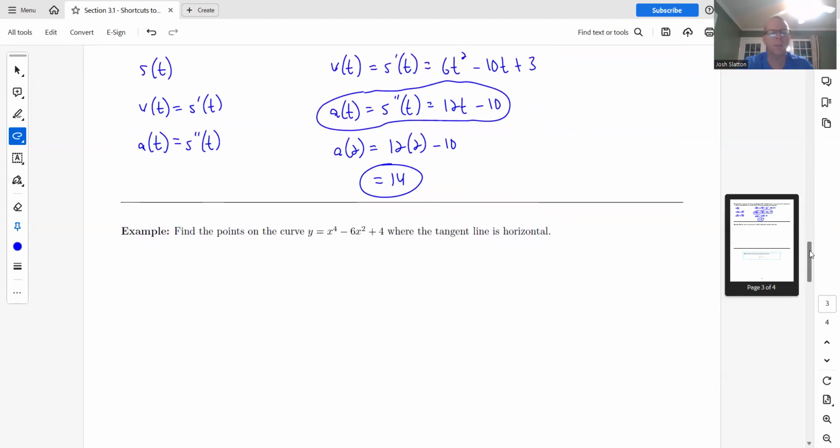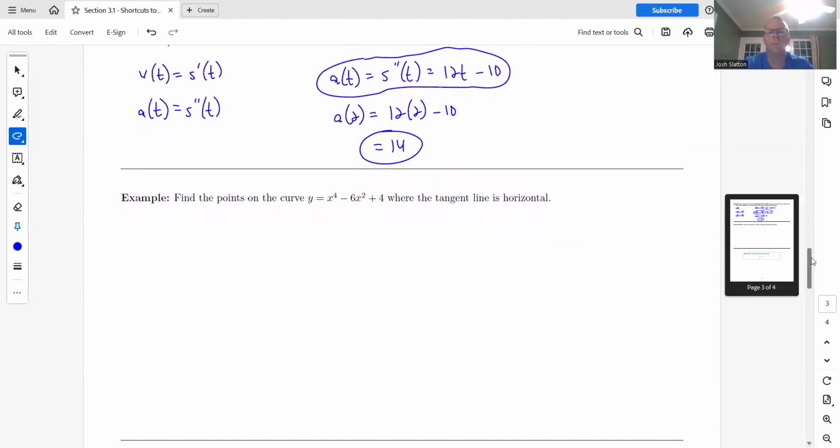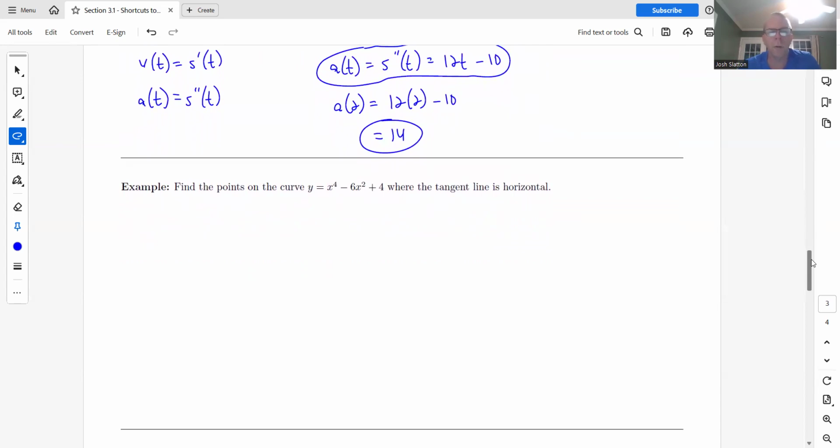All right. Find the points on the curve y equals x to the fourth minus 6x squared plus 4, where the tangent line is horizontal. So tangent line is horizontal means y prime equals 0. So let's take the derivative, and then we will set it equal to 0 and solve for x. The derivative of this would be 4x cubed minus 12x. And so if we want to find where the tangent line is horizontal, we're just going to set this equal to 0, solve for x.